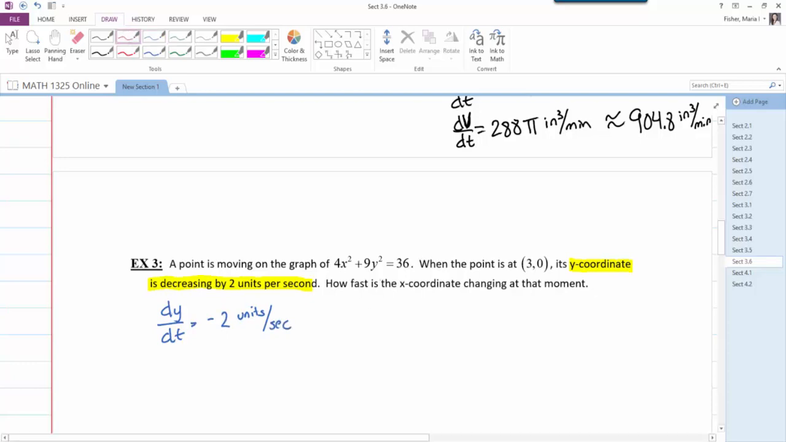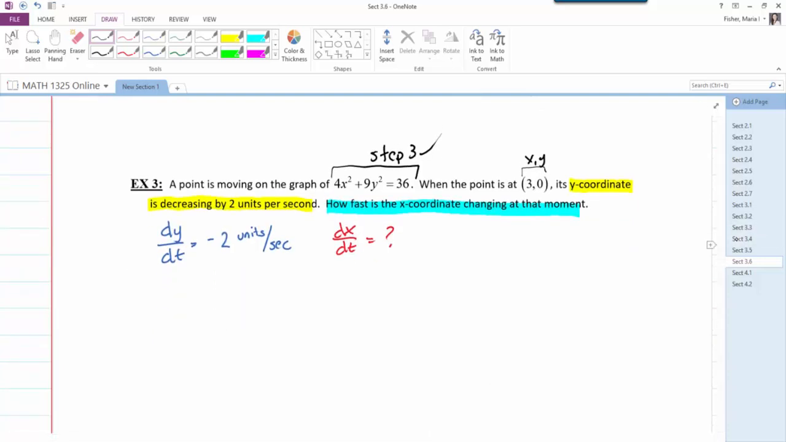So then it says, how fast is the x-coordinate changing at that moment? How fast the x-coordinate is changing means, what is dx/dt? Again, a graph for this one's not going to really help us. So I already have step 3. I already have the equation, so that's my step 3, which is great. There's no work to be done there. And then I'm given what my x and my y are, so I have enough information to get going on this problem. So I'm given the equation, 4x squared plus 9y squared equals 36.